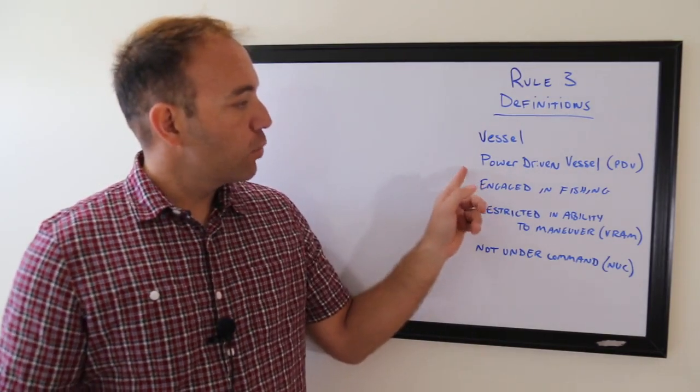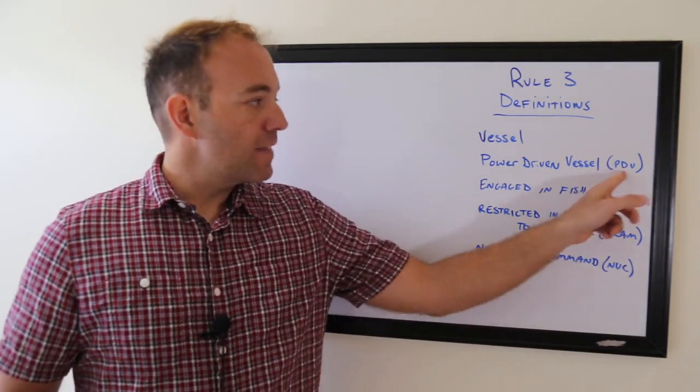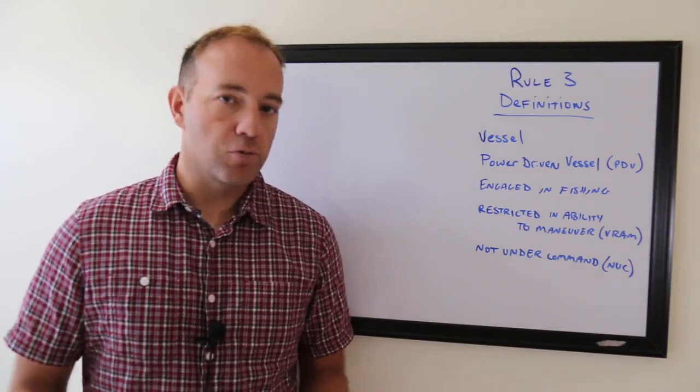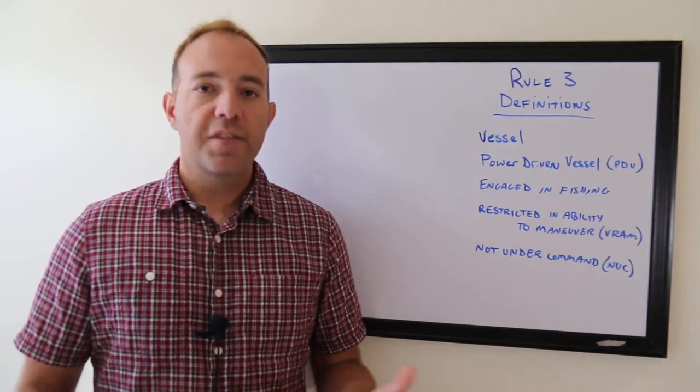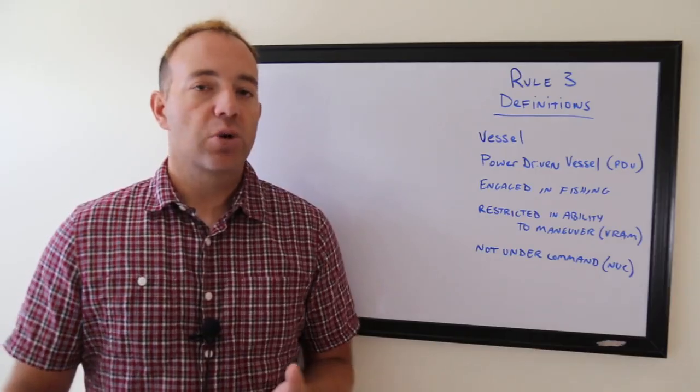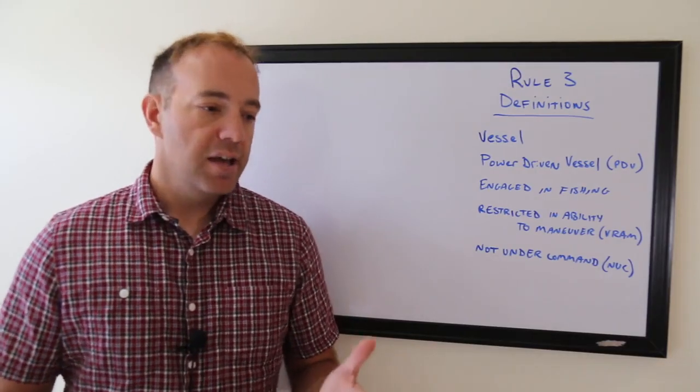The next one that's important is power-driven vessel. I abbreviate that as PDV. You'll see that later in the rules as a power-driven vessel. It's one that's being propelled by machinery. So a common thing that people get wrong is if you own a sailboat like this one, and you take that sailboat out onto the bay, you put your sails up, but you're still using your engine, you are a power-driven vessel.